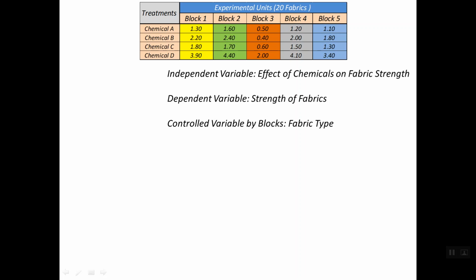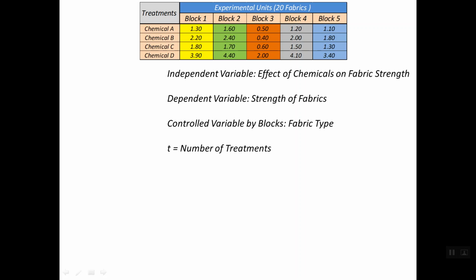So as you see here, we gather the experimental units by grouping them inside blocks. So for each block, the variable is homogeneous, while between blocks, there is heterogeneity.